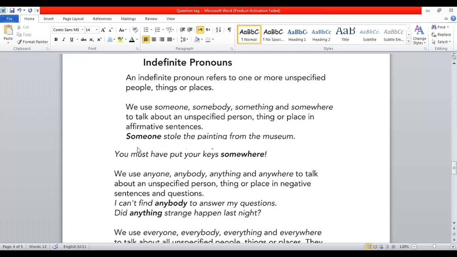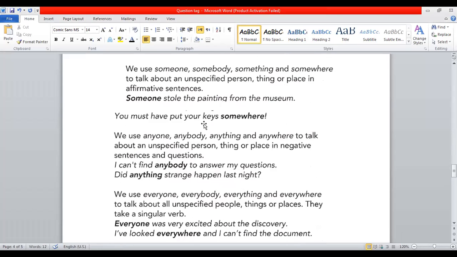Like this example, someone stole the painting from the museum. We don't know who stole the painting. So we will use someone here because it's an indefinite pronoun. You must have put your keys somewhere. I mean here that I don't know the place. So this is the first type, which is someone, somebody, something, and somewhere.